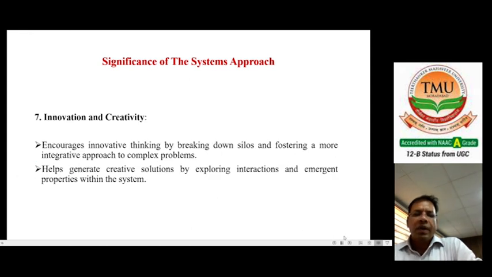Next is innovation and creativity, encouraging innovative thinking by breaking down silos and fostering a more integrative approach to complex problems. It helps generate creative solutions by explaining interactions and emergent properties within the systems. This is an important part of the topic.